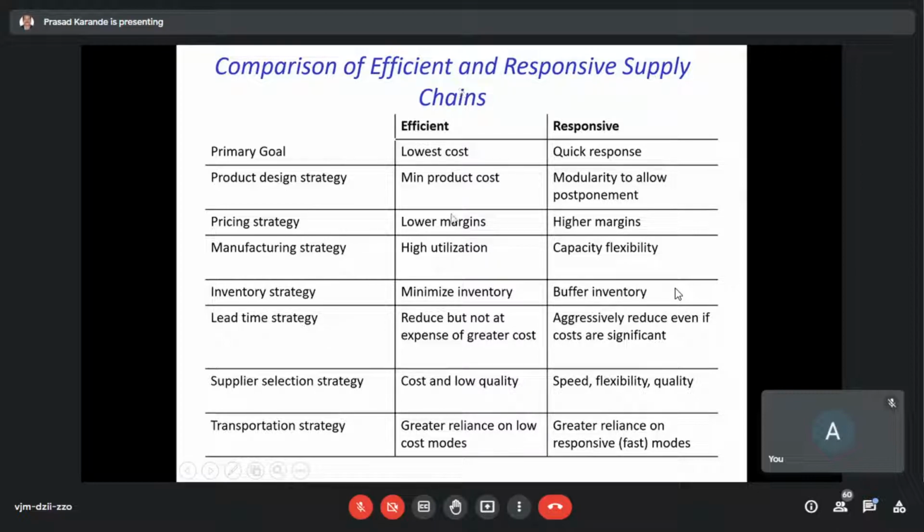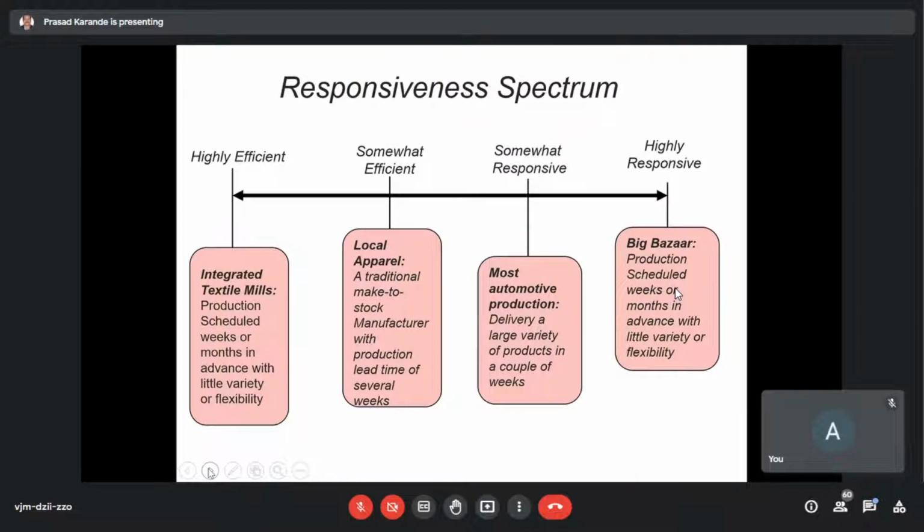So if you see the parameters which we have considered under efficient supply chains and responsive supply chains, we will see that most of the things in the efficient supply chain are related to cost, while in responsiveness we are looking for the services. Now what are the services we are offering? Now these are some industry-wise examples of the responsiveness spectrum of the supply chain.